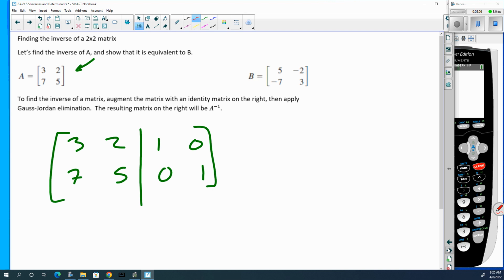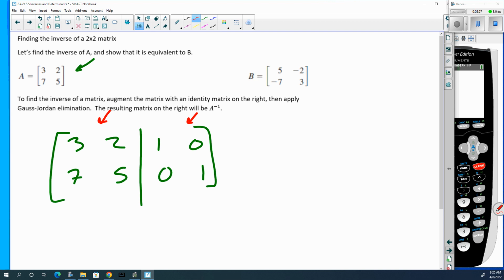So now what we're going to do is operations on this matrix, like we learned how to do last time, and try to change it so this first matrix over here becomes the identity matrix, and then over here it should end up being matrix B. So this is how we find the inverse matrix.